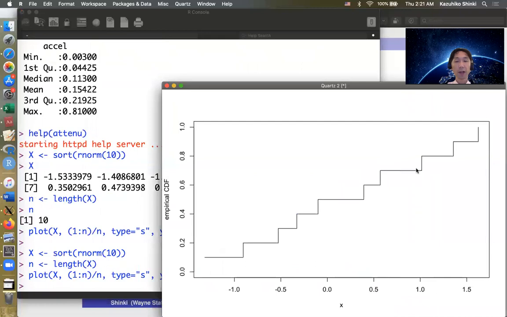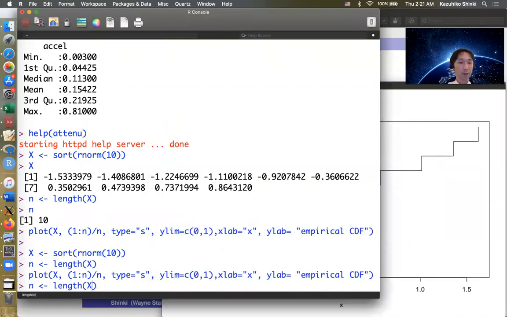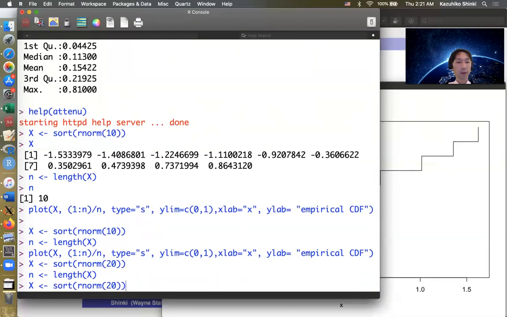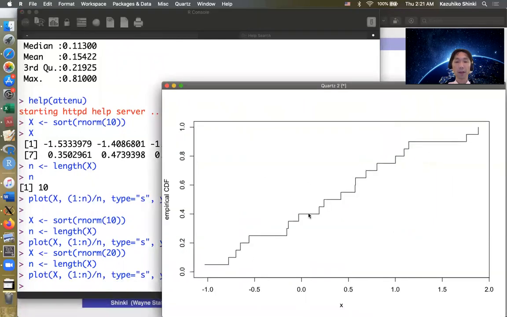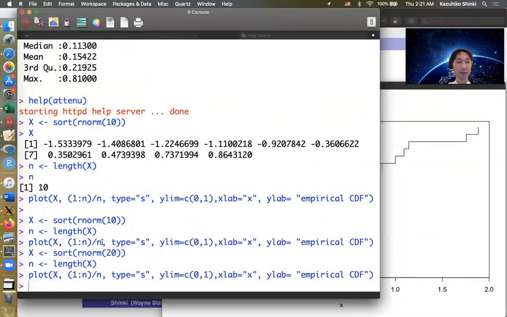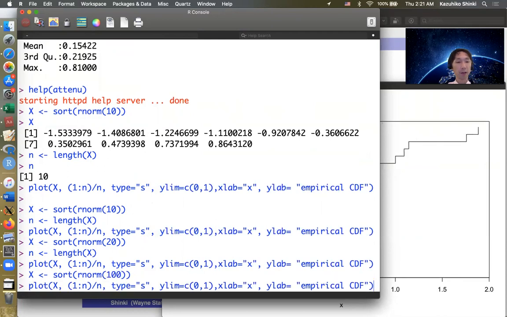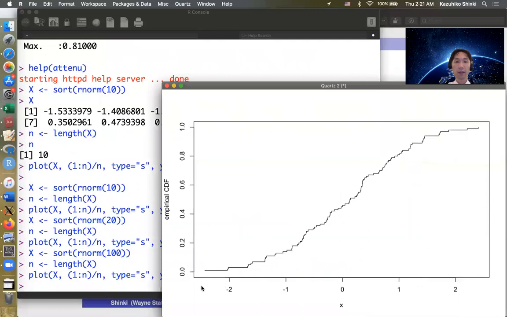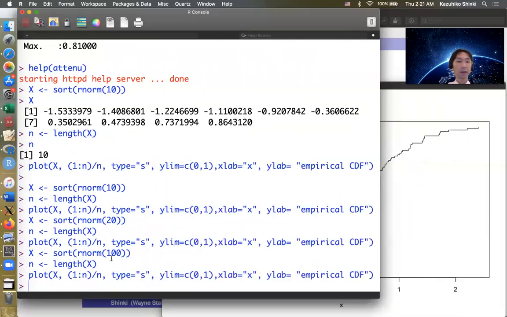And this graph approaches the standard normal CDF as n gets larger. We try that. We make n a little larger, 20. Then it's still a zigzag curve, but it's a little smoother than the case where n is equal to 10. If we make n equal to 100, then okay, this looks almost like a CDF. You can see the plot.